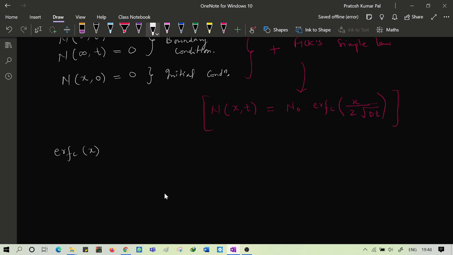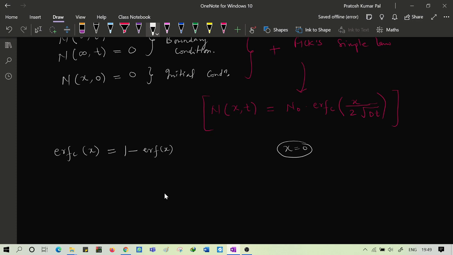Suppose x is the variable, then it is given as 1 minus the error function. So the complement of the error function means it is 1 minus something. From there, if we consider the relation and put x equals 0, that means no diffusion has taken place, the diffusion depth is 0.